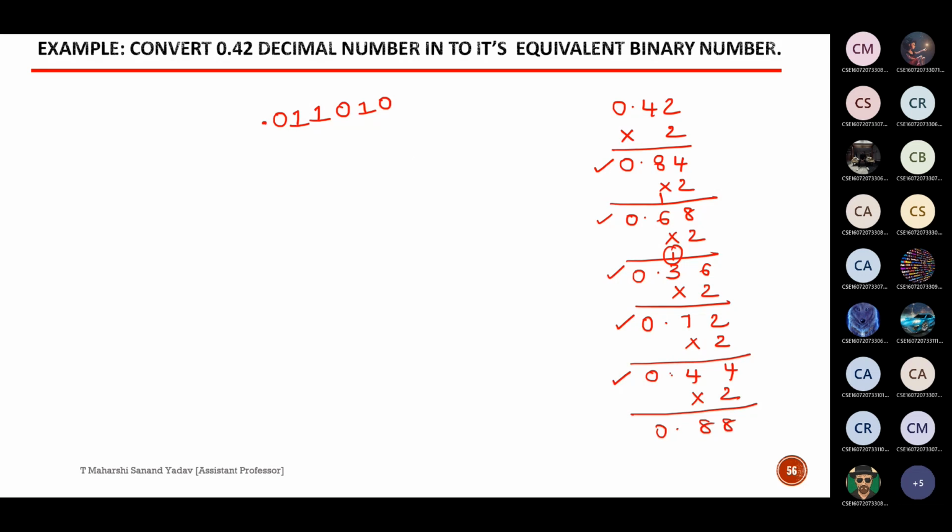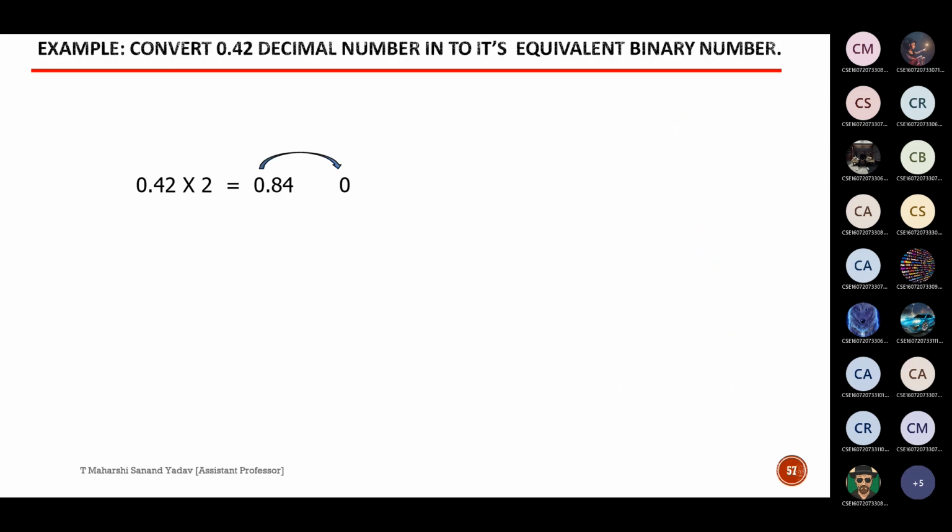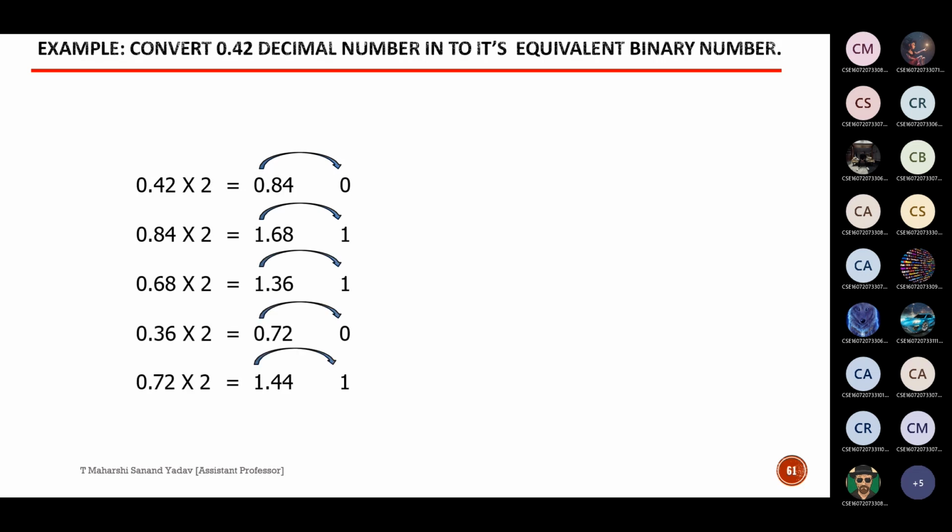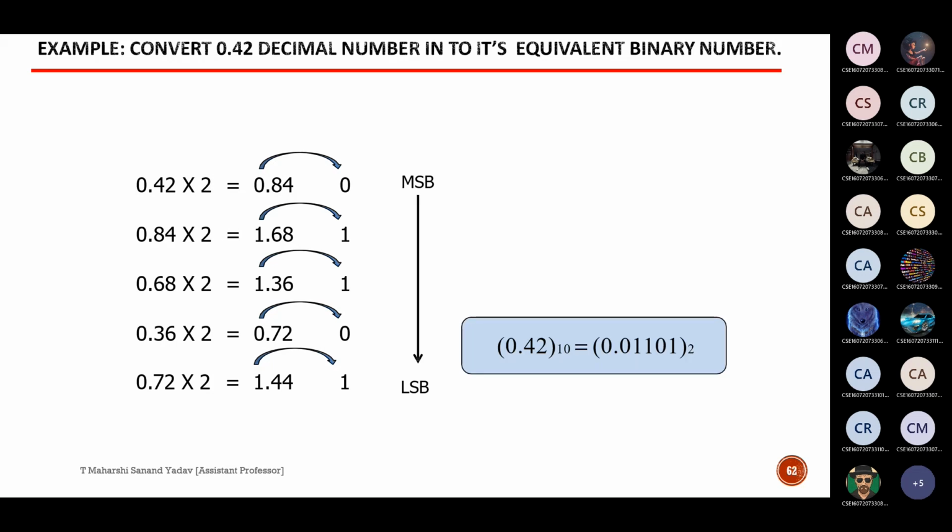Clear with this method? Just keep on multiplying with 2. So 0.42 into 2 will give 0.84. So I've noted down the result. Next 1, 1, 0. At least do for some 5 to 6 bits. It is more than enough. Okay, so this is our answer.